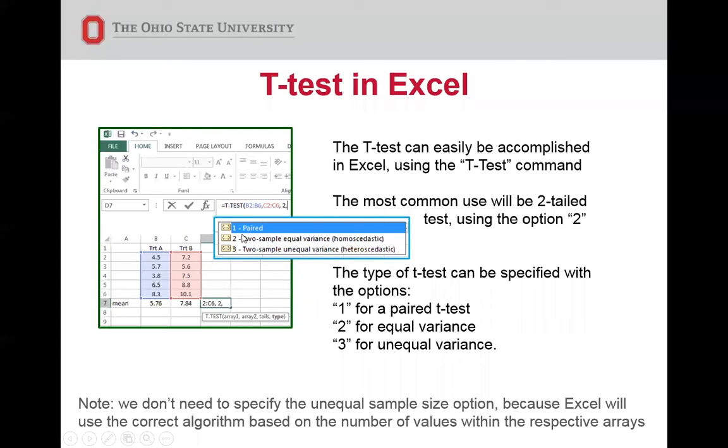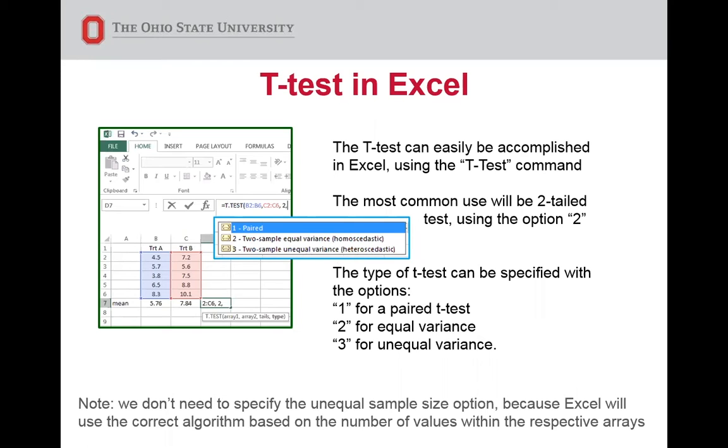Type 1 specifies a paired t-test. Type 2 specifies equal variance, or in statistical parlance is homoscedastic. Type 3 specifies unequal variance, or heteroscedastic.